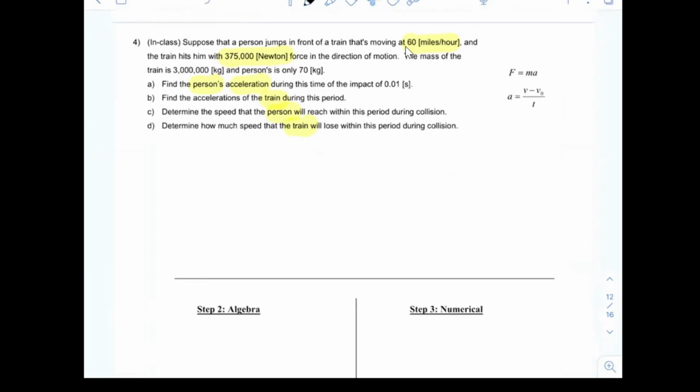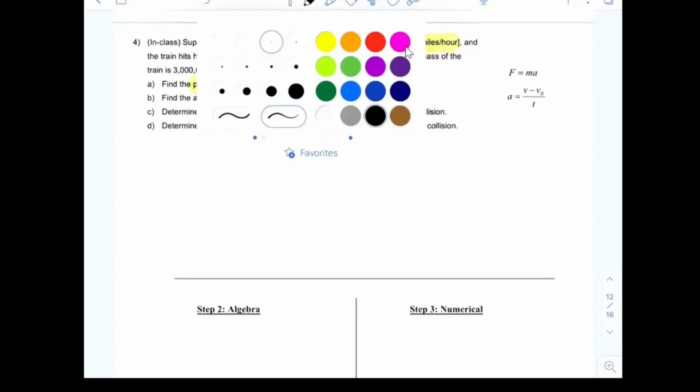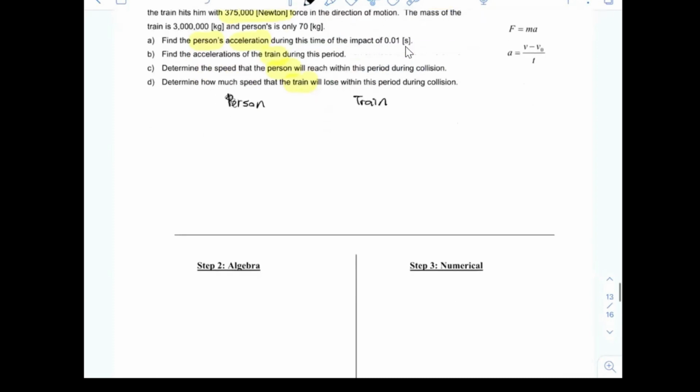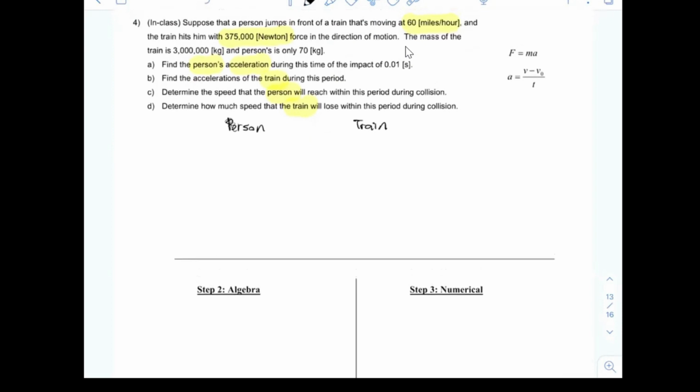All right, so the first thing I'm going to do is list everything. I'm going to have the person here, and I'm going to have the train here. What do we know? The mass of the person is 70 kilograms, and the train's mass is going to be 3 million.